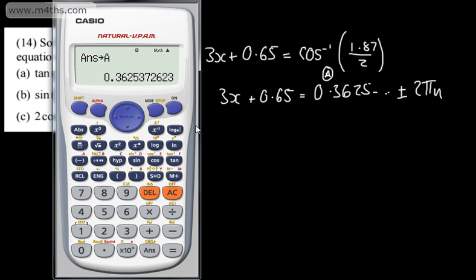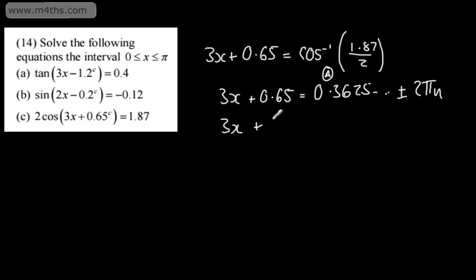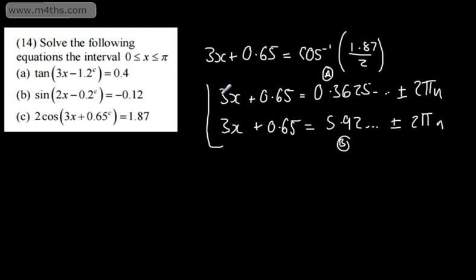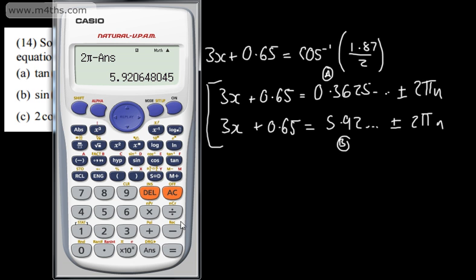from 2 pi. This is a cosine problem. So 2 shift pi minus that answer. So that's going to give now 5.92. So 3x plus 0.65 is equal to 5.92 dot dot dot dot plus or minus 2 pi n. Okay, call this one b. So just showing what we're doing, let's just put this in, shift store b. There we go. So a is just there and b is just there.